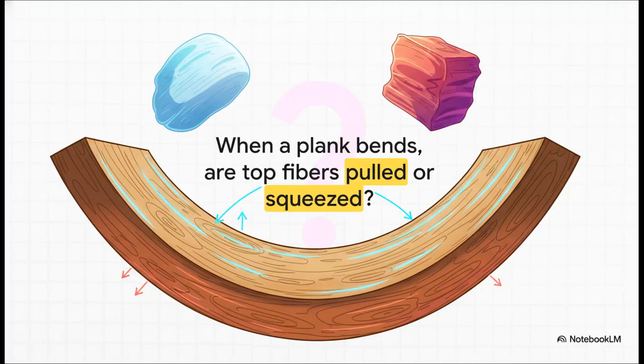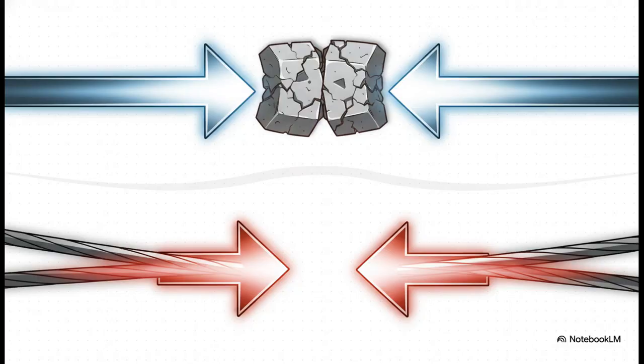Just think about the shape for a second. The plank is curving downwards, like a frown. What does that do to the wood fibers at the very top of the plank? And what about the ones at the very bottom? One side is being stretched, the other is being squeezed. But which is which? And here's the answer. The top fibers are being squished together. We call that compression. Meanwhile, the bottom fibers are being pulled apart and stretched out, and we call that tension.